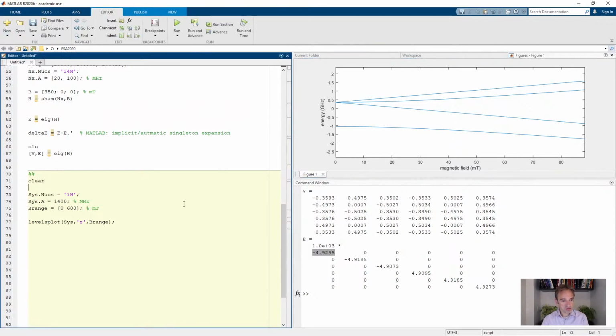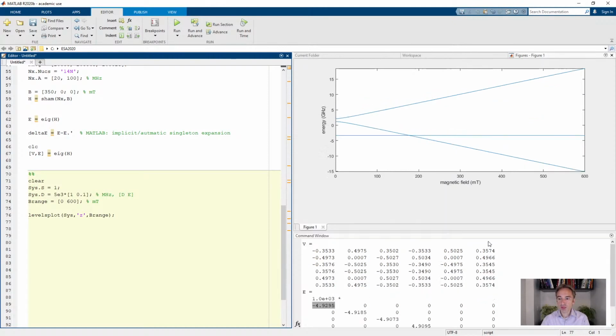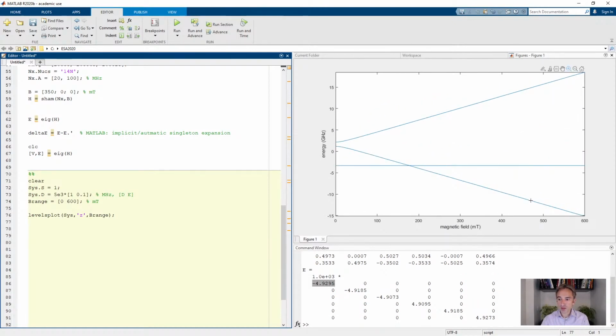Now let's look at a spin 1 system with some zero-field splitting, let's say 5 gigahertz, and make it slightly rhombic. So again, this is in megahertz, and the values indicate D and E of the zero-field splitting. If you do levels plot of this again, we get 3 states, the +1, the 0, and the -1 Zeeman state, which become obvious at higher fields. But at lower fields, we have a level crossing, and we can see that we have zero-field splitting and some curved dependence.